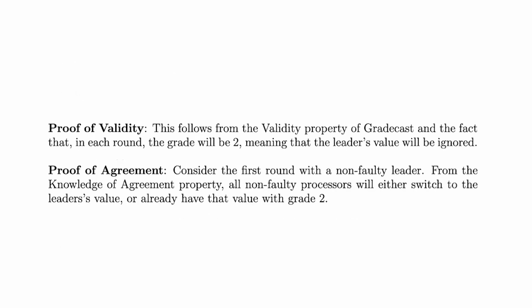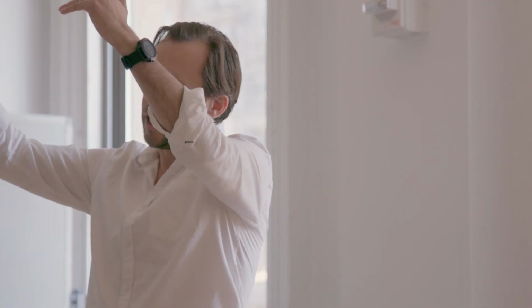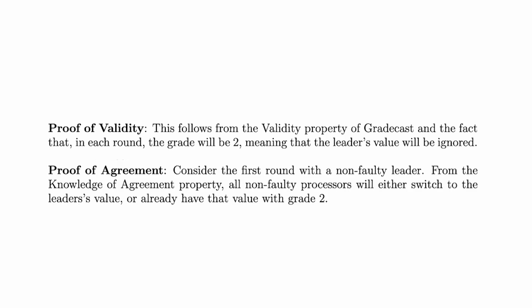Okay, and as I said, validity and proof of agreement, well, we've both seen these, right? Validity follows from the validity property of grade cast, and the fact that each round the grade will be 2, meaning the leader's value is ignored, so you can just see an inductive process. Everybody starts with the same value, one grade cast, they output that same value, they ignore the leader, feed that value into the next round, and so on. So validity is satisfied. And proof of agreement is true because you just consider the first round with a non-faulty leader. By the knowledge of agreement property, all non-faulty processes will either switch to the leader's value or already have that value with grade 2.